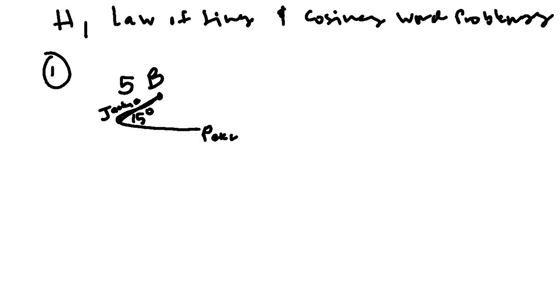Okay, so they started here. This is where they started. Jackie goes this way, Peter goes this way. My picture's not great. So this is there. And the question is, how far apart are the skaters? So we're looking for this length right here. This is what we're looking for.